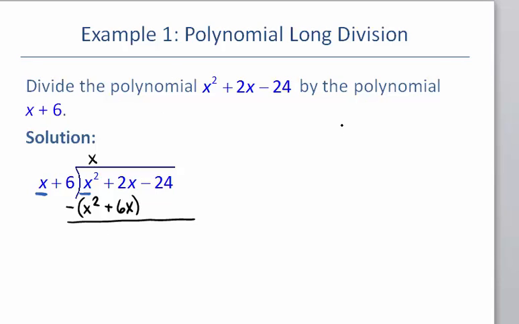Okay, and then I'm going to move to the 2x. And what I do, I'm going to write it down over here. So I've got 2x. I've got a subtraction on the outside, and then I've got 6x. So looking at that, 2x minus 6x is going to give me a negative 4x. And then I'm just going to drop that minus 24 down.